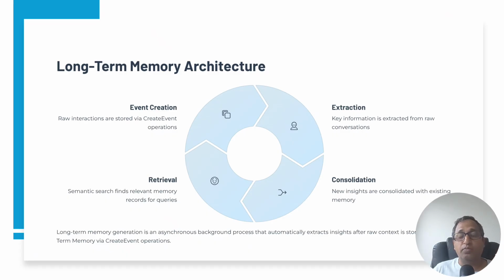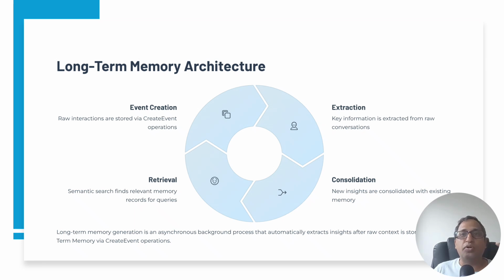Now let's talk about how long-term memory works in Amazon Bedrock Agent Core, and how it goes beyond just remembering recent chat history. Long-term memory is built through a background process that continuously learns from short-term memory. Whenever raw conversational events are stored using the create event operation, that data can also feed into the long-term memory asynchronously.